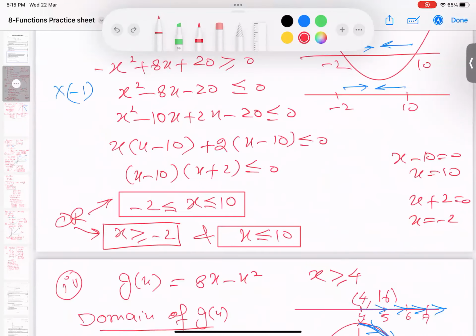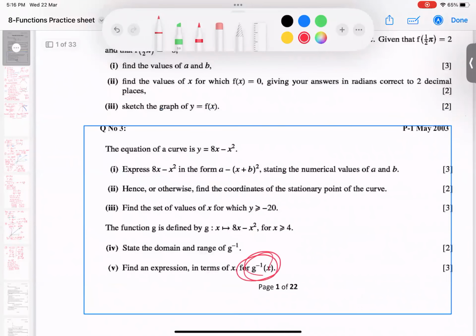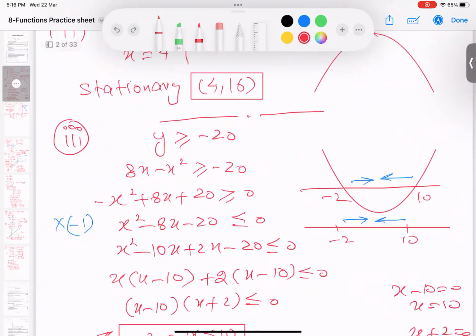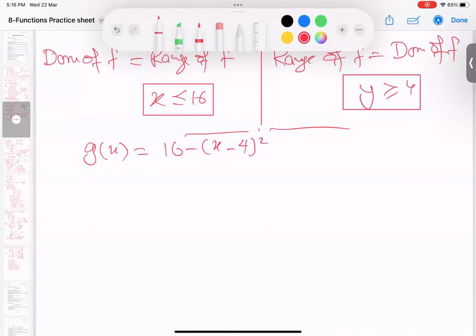So let's start. First of all, what's the function name? Let me check. Yes, G function. So let's talk about G inverse. G function is 16 minus (x minus 4) whole power 2. Step number 1: all of you know that we remove the function name and write y here.